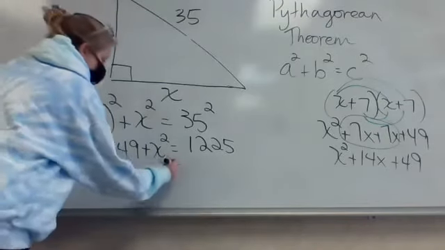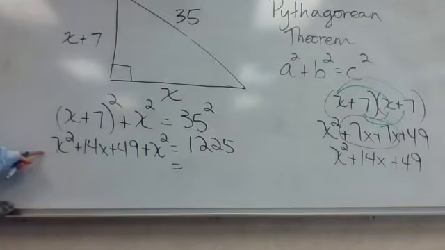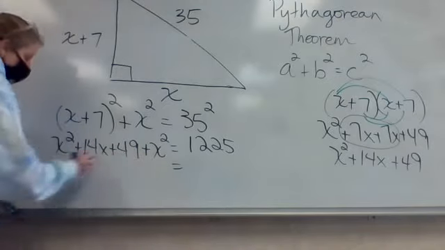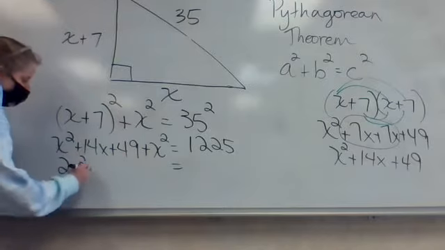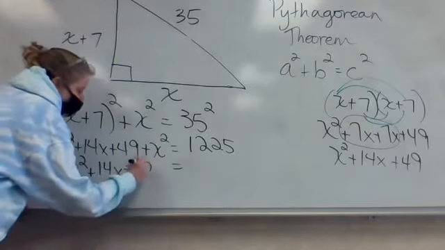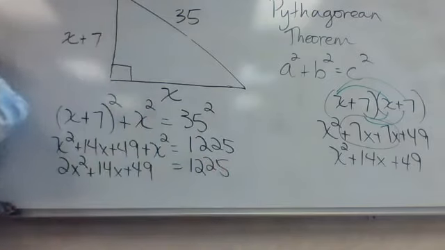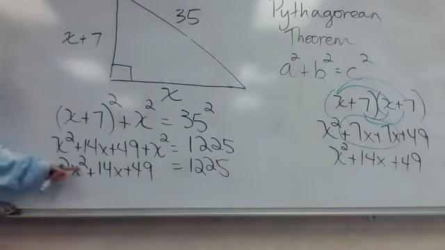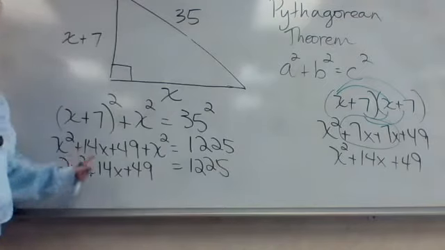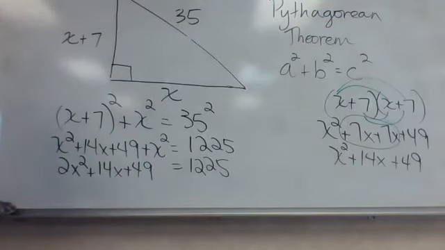On the left, I can put my x squareds together, right? They're like terms, same variable, same exponent. You've got one here and one here, so you have 2x squared plus 14x plus 49 equals 1225. Now I have the like terms combined on the left. What do you notice? The highest exponent of this equation is squared, which means this is a quad equation, which means I can go to my quad program.